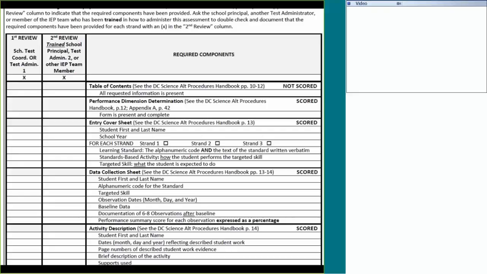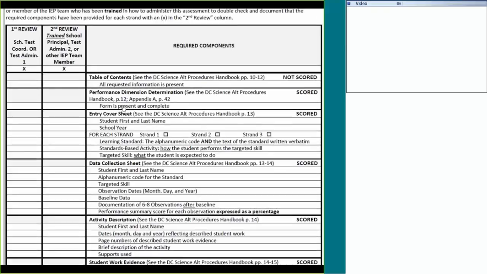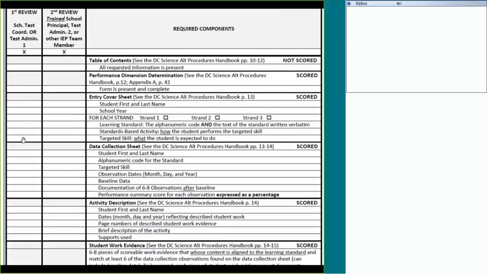Entry cover sheet. Is the student's first and last name included, the school year, and then for each strand, is the alphanumeric code and the text of the written standard there, the standards-based activity, and the targeted skill. If they're present, check them off. The little gray boxes you don't need to worry about. Okay, the entry cover sheet is scored. If it's not present, the entry will score a zero. Data collection sheet. Here's all the pieces that need to be on the data collection sheet. Check them off if they're present.